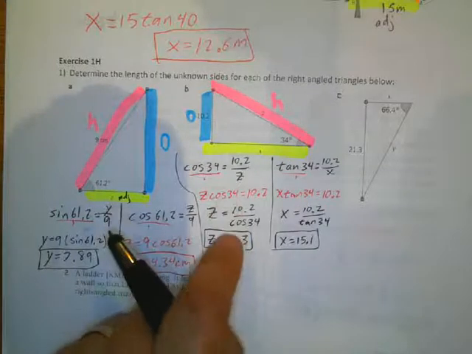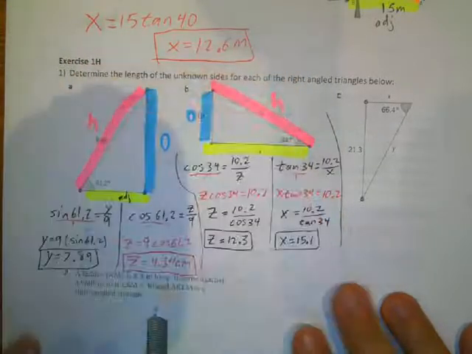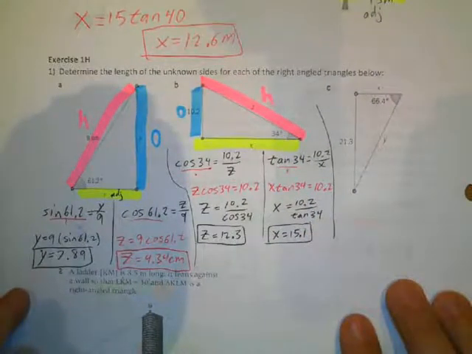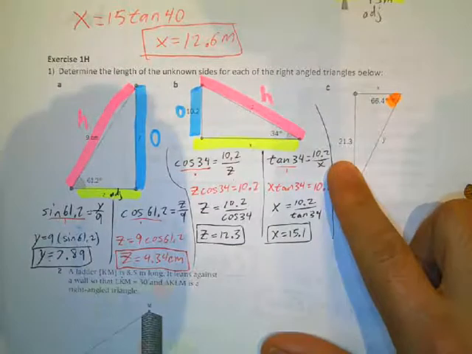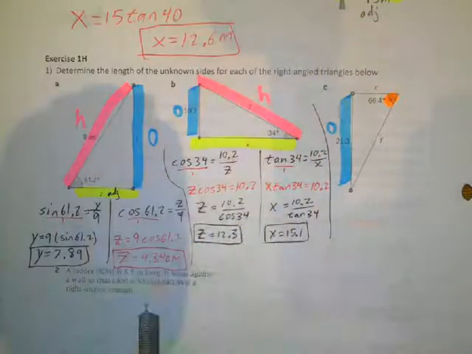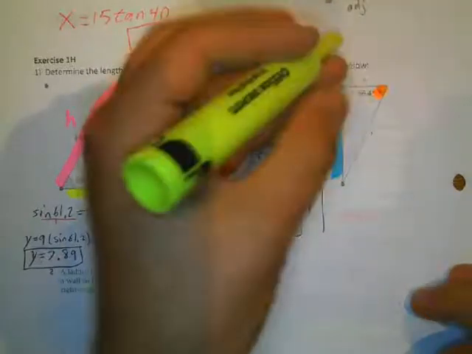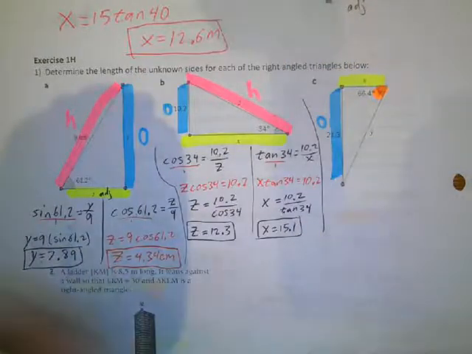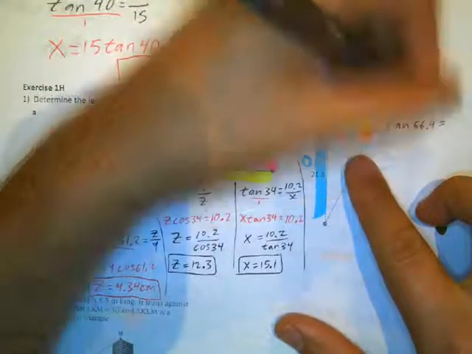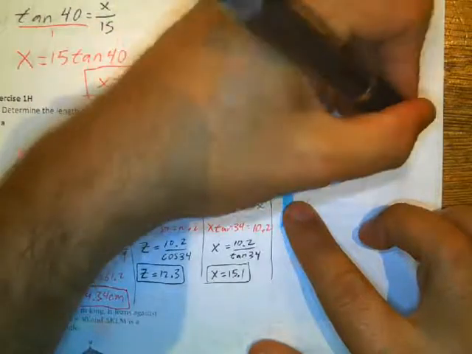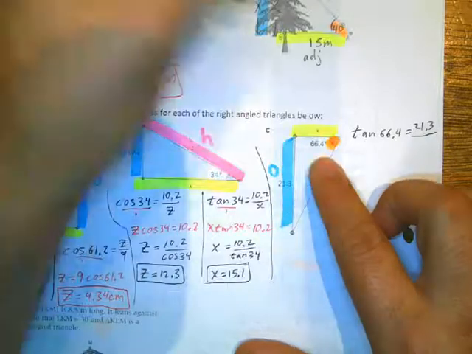Question B might not be correct. I have a different answer in my answer key, so I'll have to come back to check this one here. Okay, so we've got this angle here. Let's solve for x first. We've got opposite, it's far away, and we've got the adjacent, which is x. So opposite and adjacent, we're going to use tangent. So I'm going to say tangent 66.4 equals opposite over adjacent, so 21.3 divided by x.